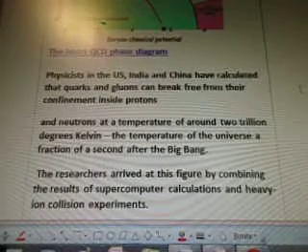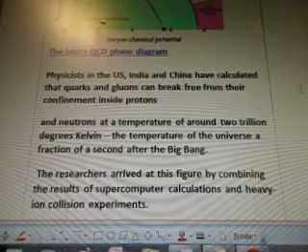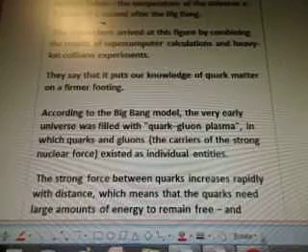Physicists in the US, India, this is a quote, and China have calculated that quarks and gluons can break free from their confinement inside protons and neutrons at a temperature of around 2 trillion degrees Kelvin. The temperature of the universe a fraction of a second after the Big Bang. The researchers arrived at this figure by combining the results of supercomputer calculations and heavy ion collision experiments. They say that it puts our knowledge of quark matter on a firmer footing.